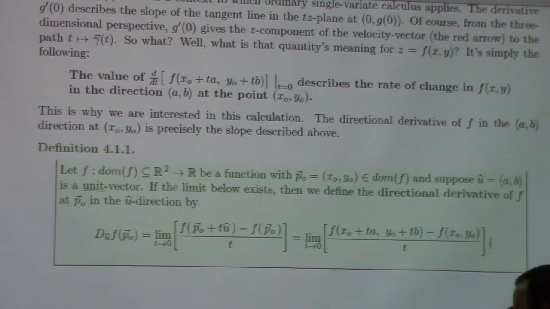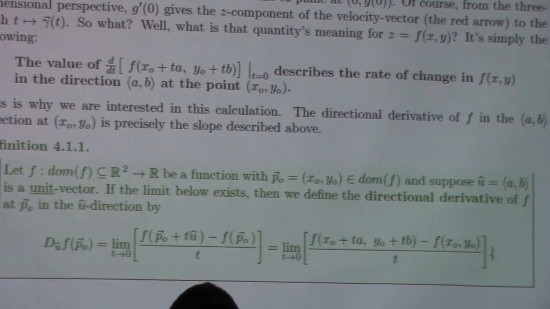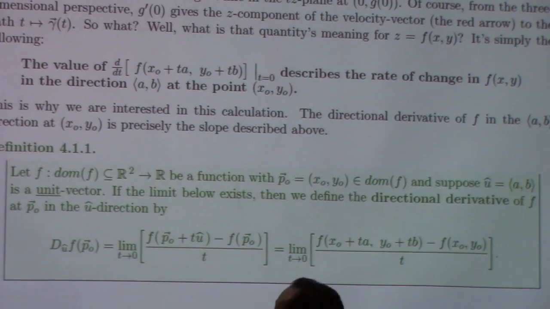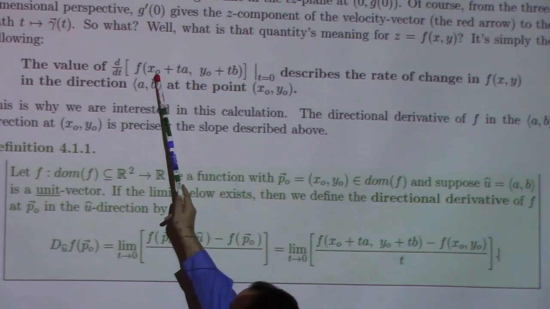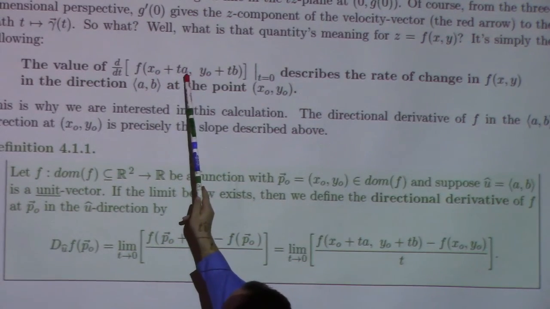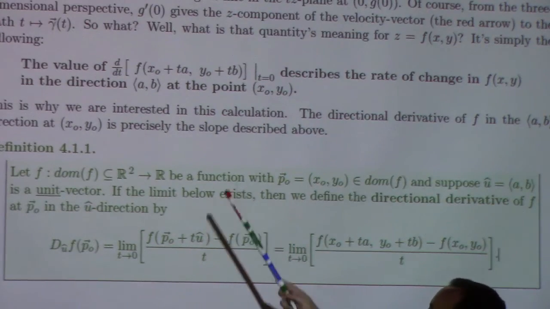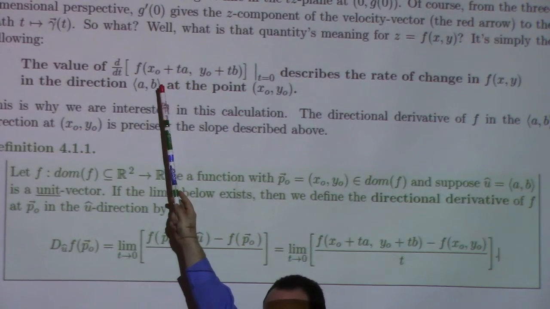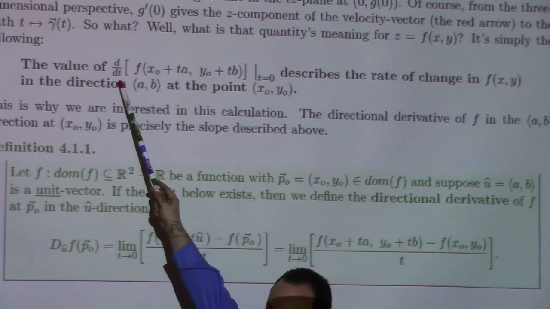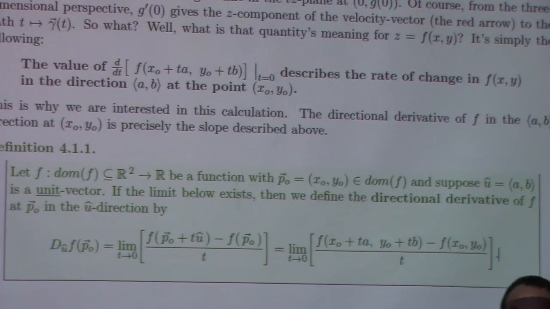Anyway, what I was trying to motivate is that if we look at the function f of x, y, and plug into it a line in the domain with base point x naught, y naught and direction vector a, b, where a, b is like the u hat in the previous picture, then this is the value of the function along that line in the domain. If I differentiate that with respect to the parameter of the line and plug in t equal to 0, that gives me the instantaneous rate of change of the function along the line. That's what we call the directional derivative.